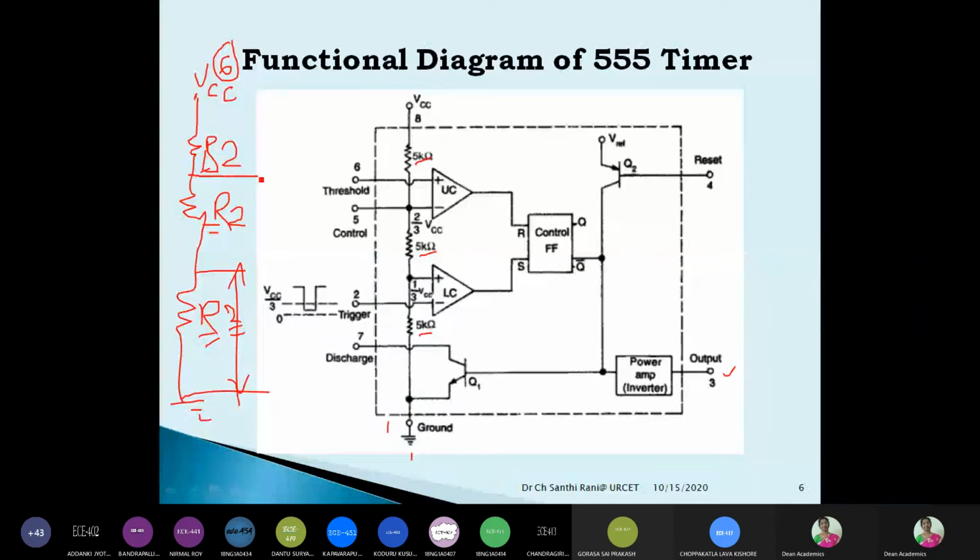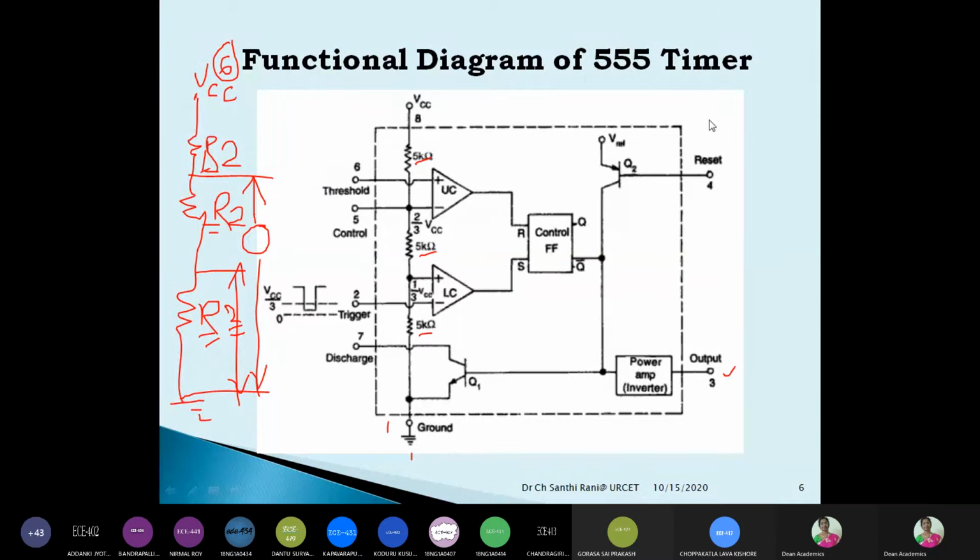Now from ground to after this second resistor, if I connect a voltmeter or multimeter, how many volts will I get? You respond in the chat box. Let me see, how many volts? Otherwise, you can unmute and respond. It saves our time. Otherwise, many of you are not able to unmute because of disturbance around you, and therefore you are typing, and you can respond. Let me see any response I got.